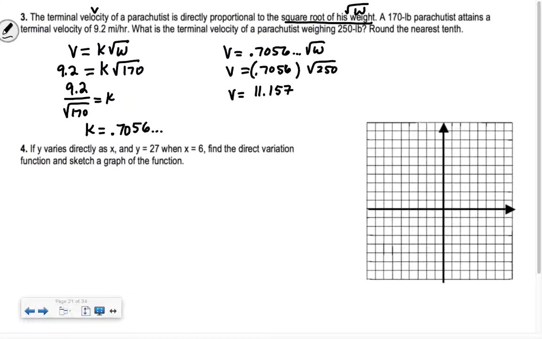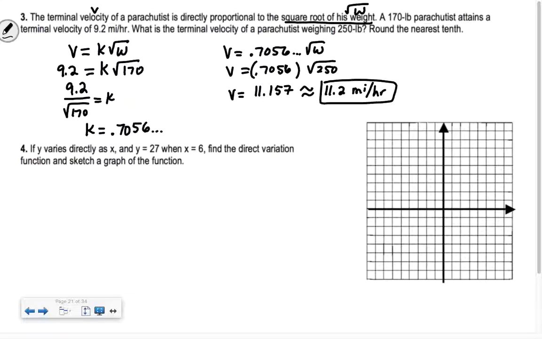And I said round to the nearest tenth, so 11.2 miles per hour is how fast they'd be going. Yeah, it's really not that big of a difference, right? Luckily. That would be scary if it was a big difference. We don't want someone going like 30 miles per hour when they hit the ground. That would not be good.